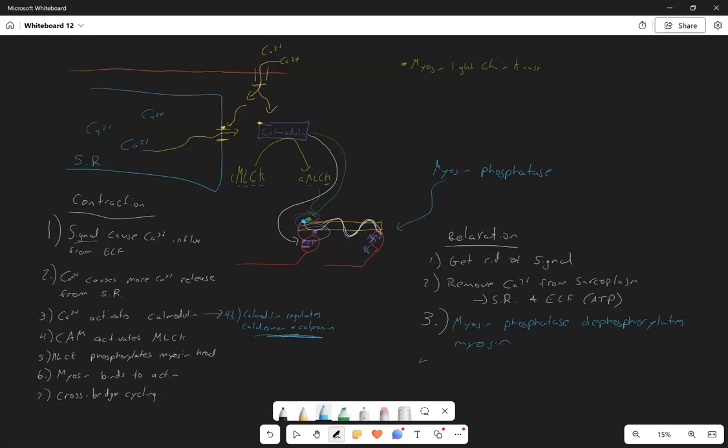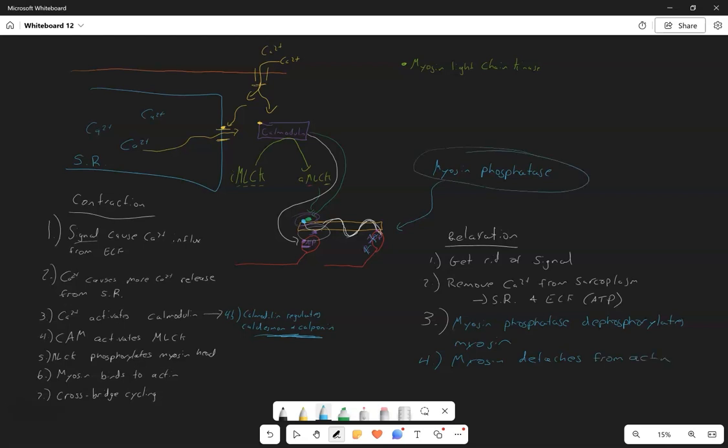So once that is dephosphorylated, the myosin detaches from actin, and our smooth muscles relax.